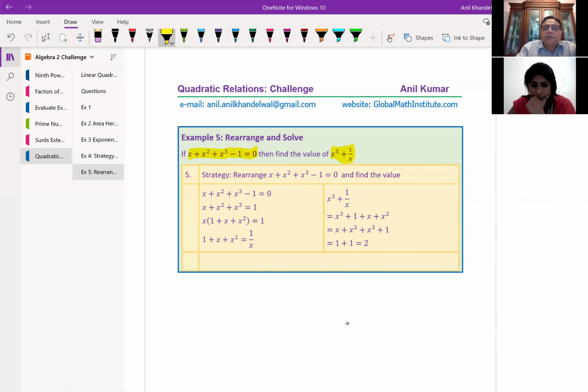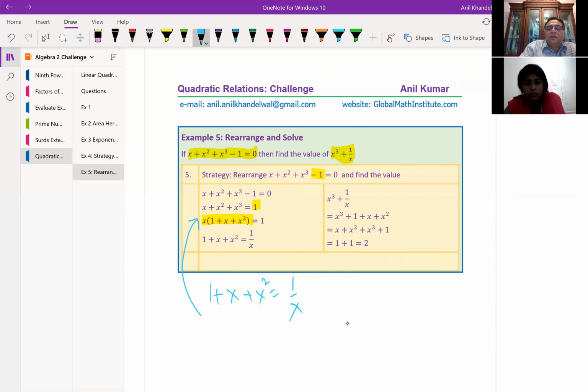So the strategy here is to understand that we could take 1 to the other side and factor, then we have every term in terms of x, right? And factor x. As soon as you factor, you get a value for 1 over x. At this stage, once you have factored, I'm taking x to the other side. So I get 1 plus x squared equals 1 over x. Now this value of 1 over x can be substituted here into one term. Is that clear to you?